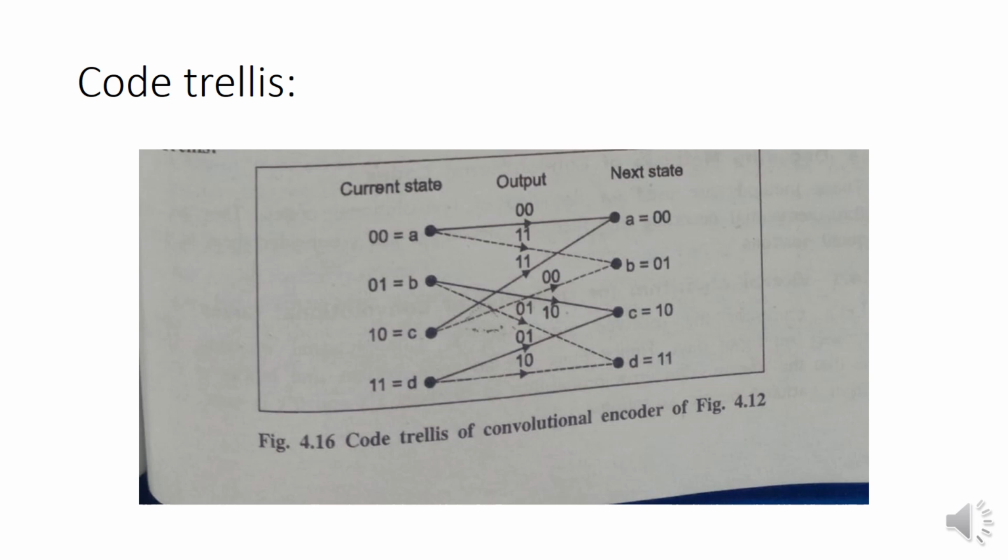Along each transition line, the outputs V1 and V2 are represented during the transition. In the encoder, we have the current state A. If the input m is equal to 0, the next state will be A with output V1 and V2 equal to 1 1. In this way, we represent the code tree in the code trellis.